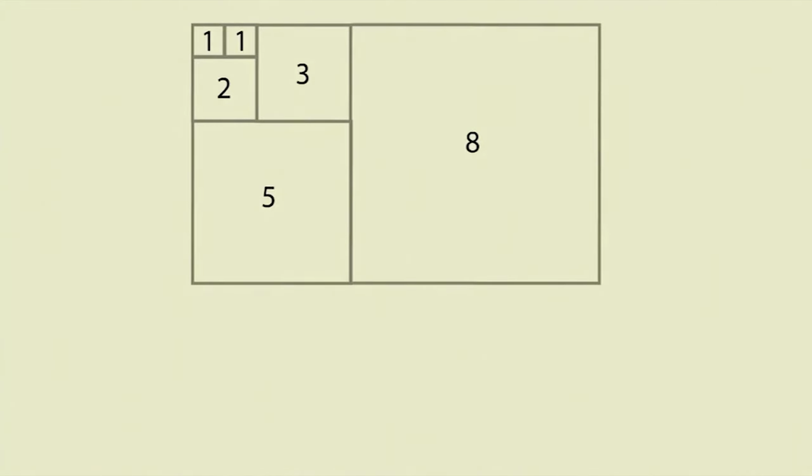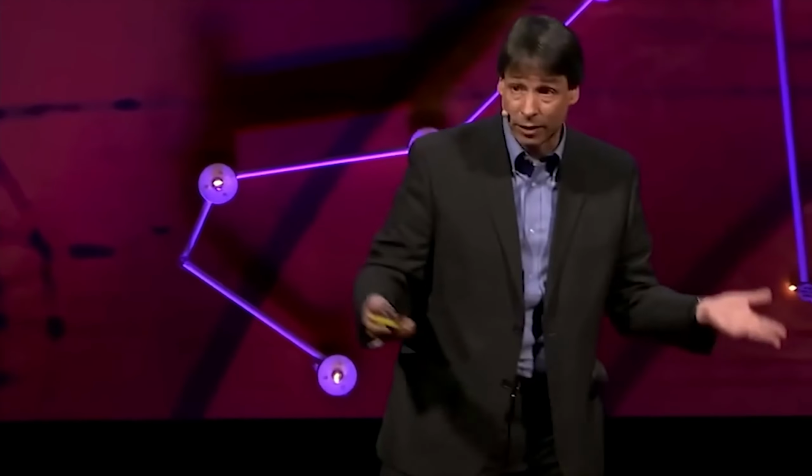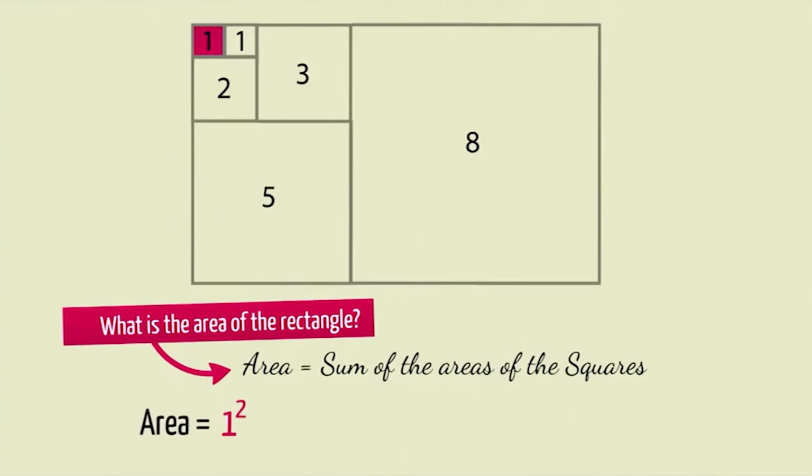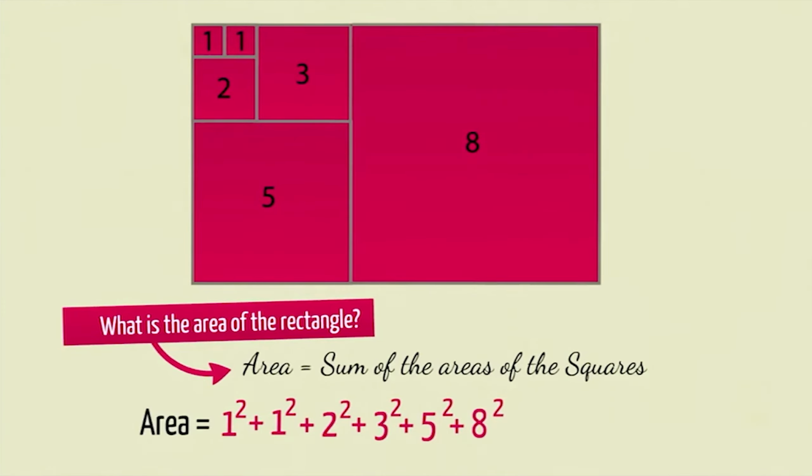Now, let me ask you a simple question. What is the area of the rectangle? Well, on the one hand, it's the sum of the areas of the squares inside it, right? Just as we created it. It's 1 squared plus 1 squared plus 2 squared plus 3 squared plus 5 squared plus 8 squared, right?